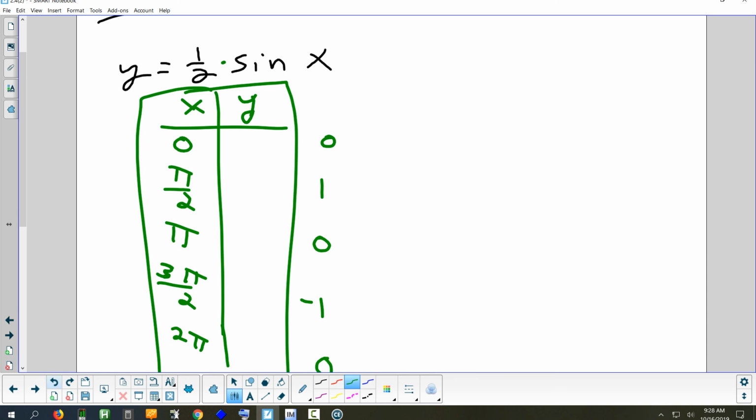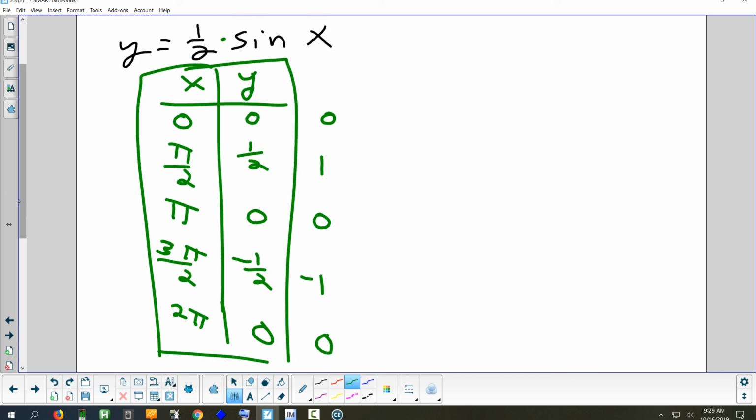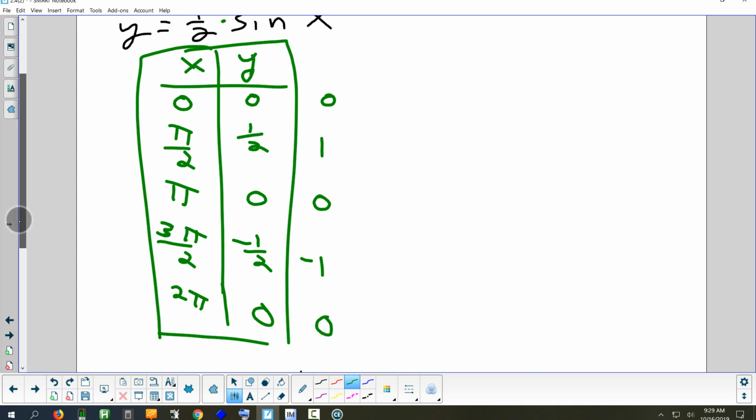Yep. And now we take half of all those numbers. 0, half. If you put 0.5 there, I'm fine with that decimal because you're not rounding it. 0.5 is 1/2. It's the same thing. 0, 1/2, 0, negative 1/2, 0. There's your table. Okay, 10 points for that. Questions on the table? Okay, so let's make the sketch.